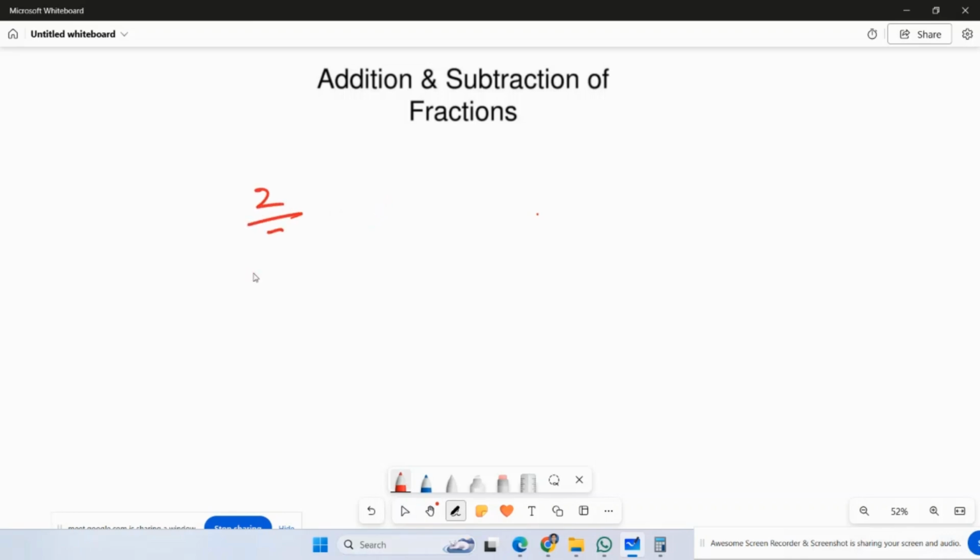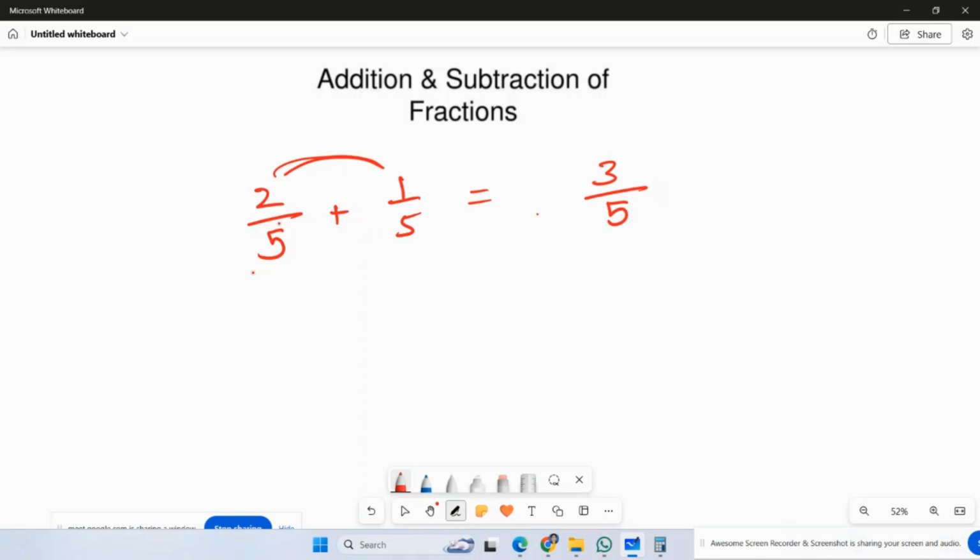2 upon 5 plus 1 upon 5. Here the denominators are already the same, so we will simply add the numerators. 2 plus 1 is 3 and the denominator stays as it is. While the denominators are the same, we do not add the denominators, because the denominator represents the total number of parts.